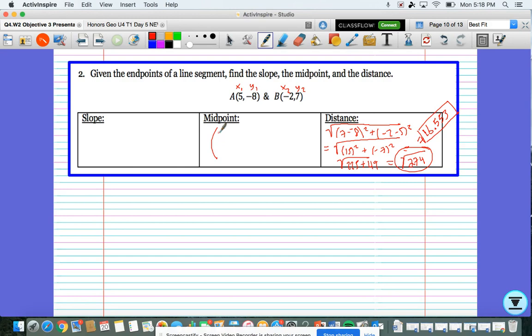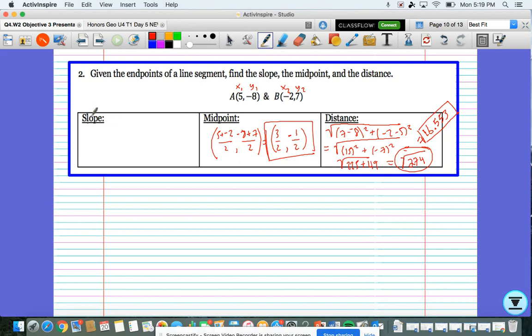Midpoint, average: 5 plus negative 2 divided by 2, and negative 8 plus 7 divided by 2. So 3 halves. Negative 8 plus 7 is negative 1 half. And I'm going to leave it like that. It doesn't simplify. If you want to write 1.5 and negative 0.5, fine.